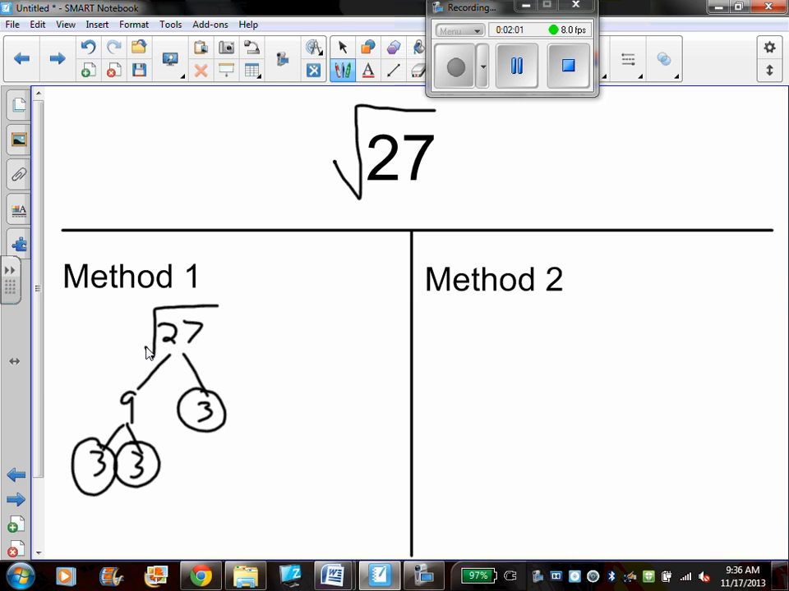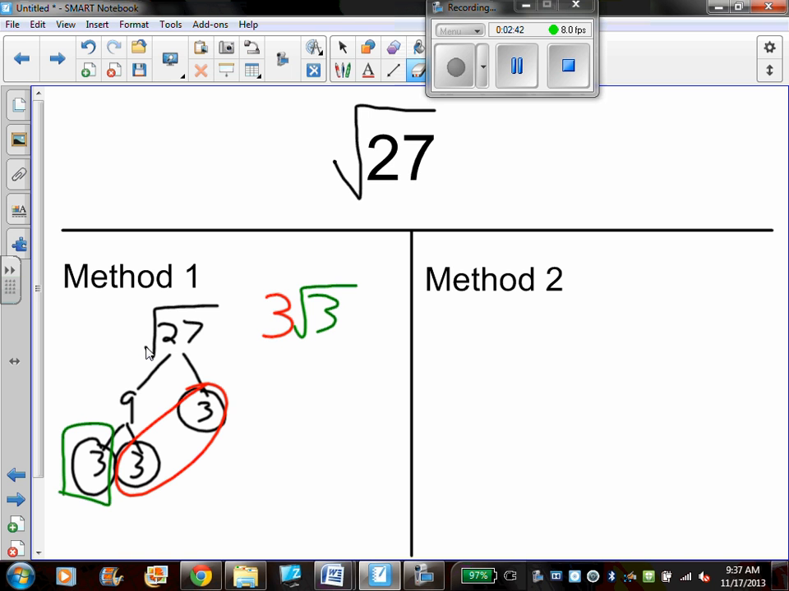Now, anytime that you see a pair of the same number, what you're going to do is combine them. And anytime you have that happening, that means that you're going to have one copy of that pair move to the outside of the root, outside of the radical. So those two 3's are going to combine to make one 3 outside of the radical. Anything left over that doesn't have a pair, like this 3 right here, is going to stay underneath the radical. So we get 3 root 3.